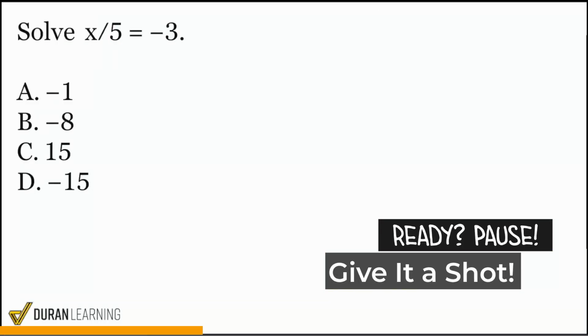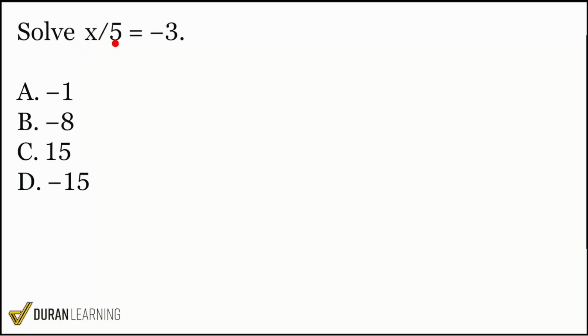Okay, next up, we have the equation here. Solve x divided by 5 equals -3. Okay, so x divided by 5 equals -3. Another way that we can read this is as a fraction, because division, just like that, shows a fraction. So we can write this as x over 5 equals -3.